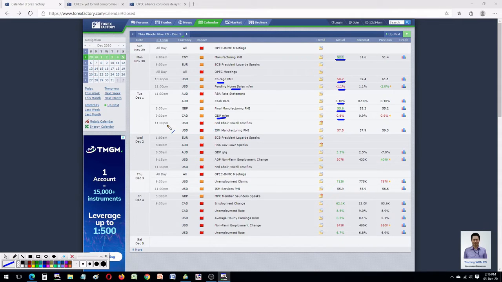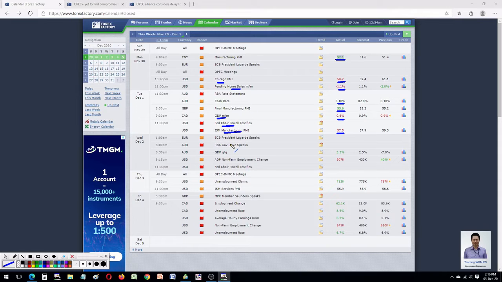Then we got Fed Chair Powell speaking. Then we got the ISM manufacturing PMI also worse than expected. Generally the US economy has been impacted by the pandemic, and also the winter time.